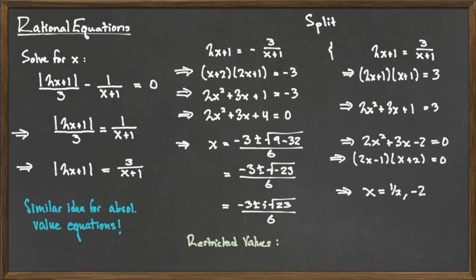The only thing I have left to do is check for restricted values. Since x plus 1 was the only denominator factor, we only get one restricted value of x equals negative 1. But thankfully this value does not conflict with any of the real or the imaginary solutions that we found. So nothing gets ruled out. We have two imaginary solutions and two real solutions of 1/2 and negative 2, and we're done.